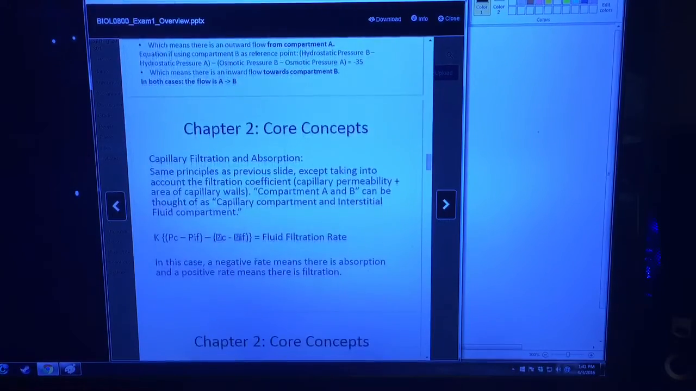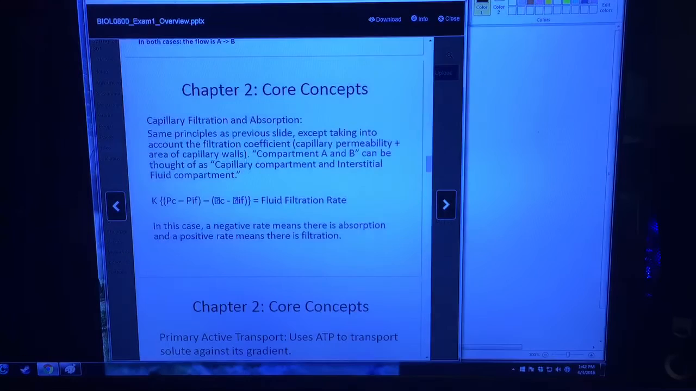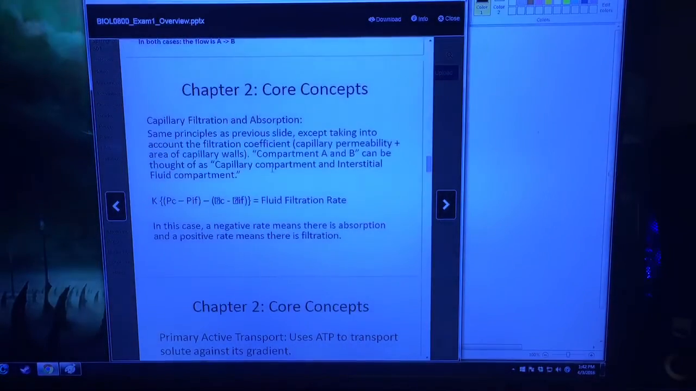And so for capillary filtration and absorption, it's the same principle. The only difference here is you'll have the filtration coefficient, which is the capillary permeability in the area of the capillary walls. This number should be given to you, because how would you know that? And compartment A and B can be thought of as the capillary compartment and the interstitial fluid compartment. And this is the equation.